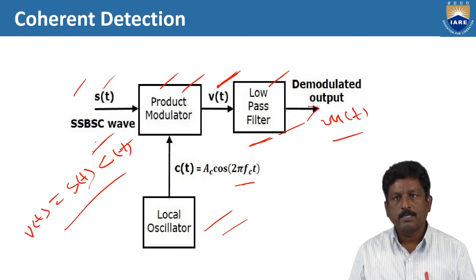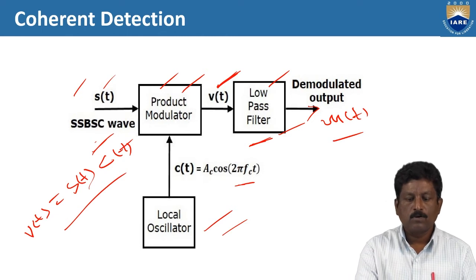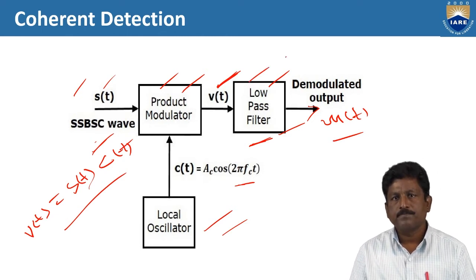That is the basic diagram operation. Receiving the input signal S of t, and by arranging the local oscillator, we generate the local carrier signal C of t. By the product operation, we generate the product of these two input signals, indicated by V of t. V of t is a combination of high frequency and low frequency components, so we filter out the high frequency components with the low pass filter and allow only the low frequency components, which are similar to our original modulating signal M of t.